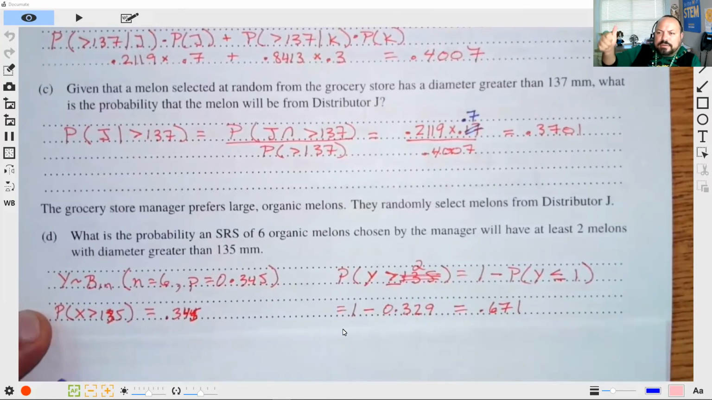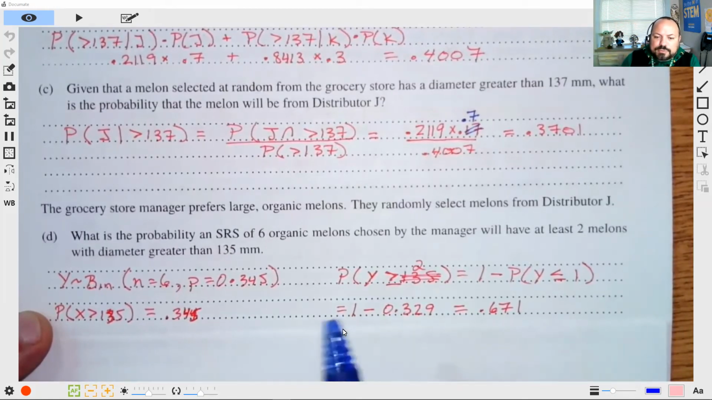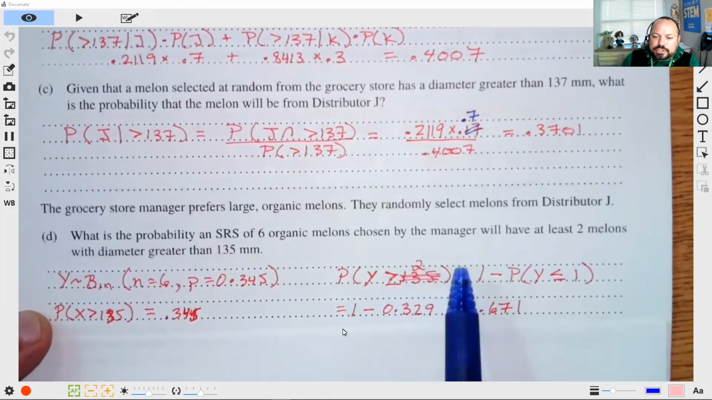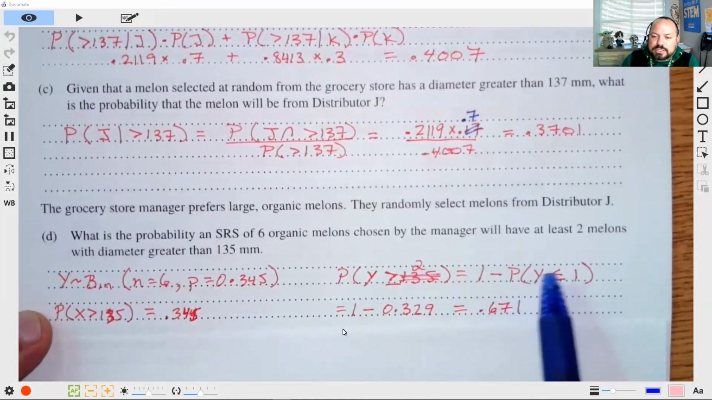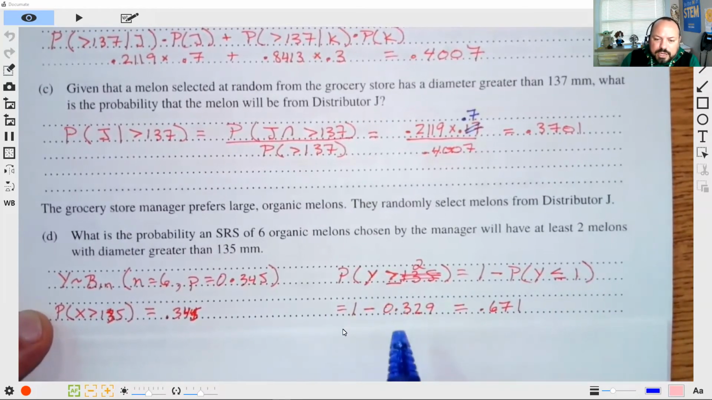Once again, I have a fixed number of trials, 6. I have a fixed probability of success, 0.345. Selecting the melons, we'll assume, is independent. And either the melon has a diameter greater than 135 or it does not. So I'm looking for the probability Y is greater than or equal to 2, which is simply 1 minus the probability Y is less than or equal to 1. Using my table or my calculator for a binomial probability, I have 1 minus 0.329, which is 0.671.